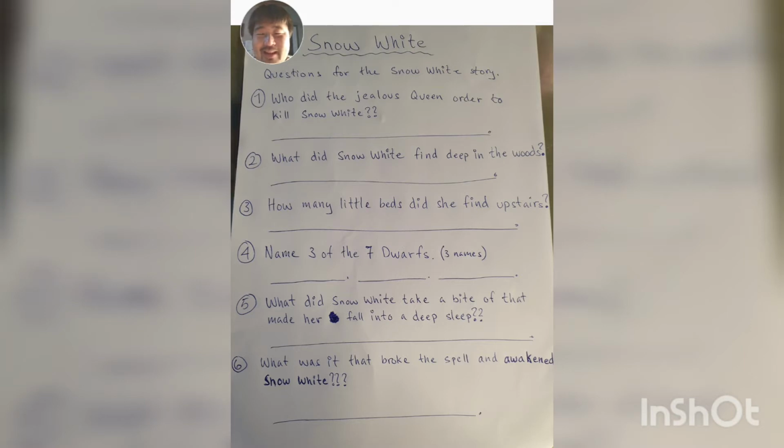I don't know if I know all 3 names just on top of my head. So you need to listen for the names and then remember 3 of them. There are 7 names, but you only need to write 3 names. And then question number 5. What did Snow White take a bite of that made her fall into a deep sleep?